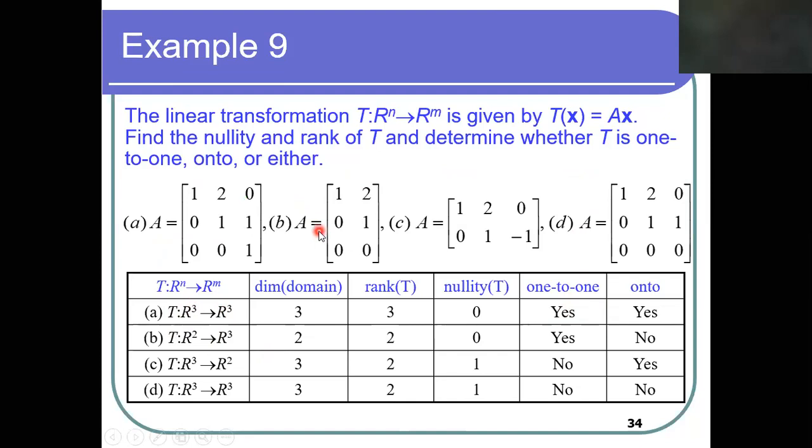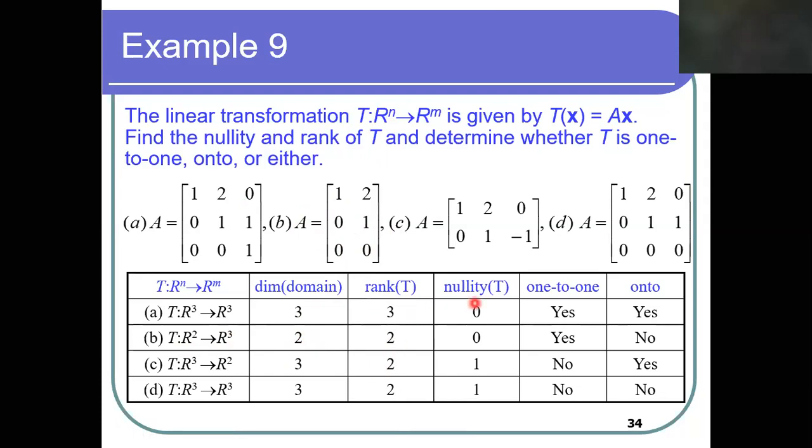So, dear student, in the second case, if T is a transformation from Rn to Rm, then n is 2 and m is 3. So the matrix of the transformation has 3 rows and 2 columns. The transformation is from R2 to R3. The dimension of the domain is 2. The rank of T is the number of non-zero rows in the echelon or reduced echelon form of this matrix, which is 2. The rank of T is 2.